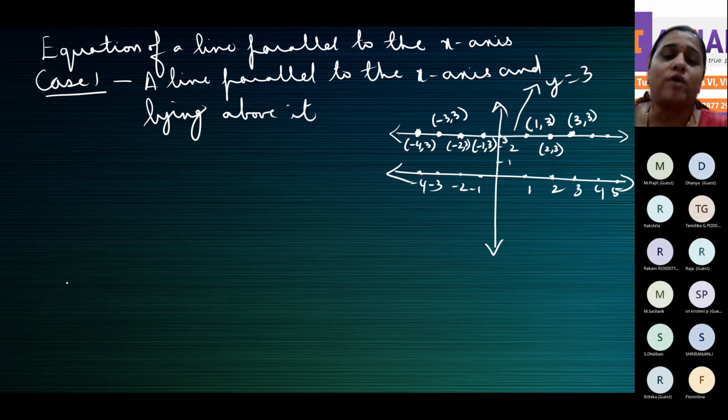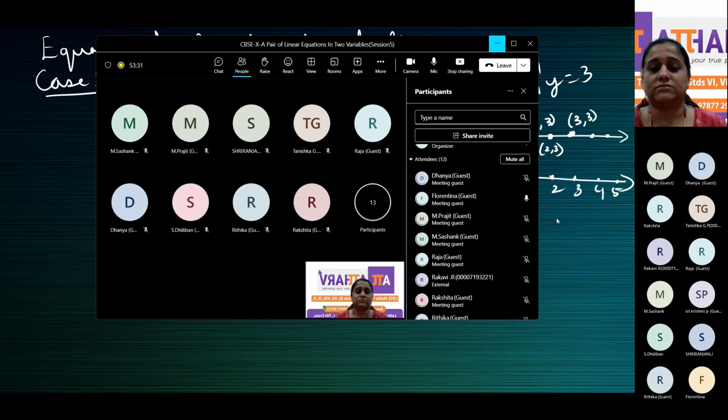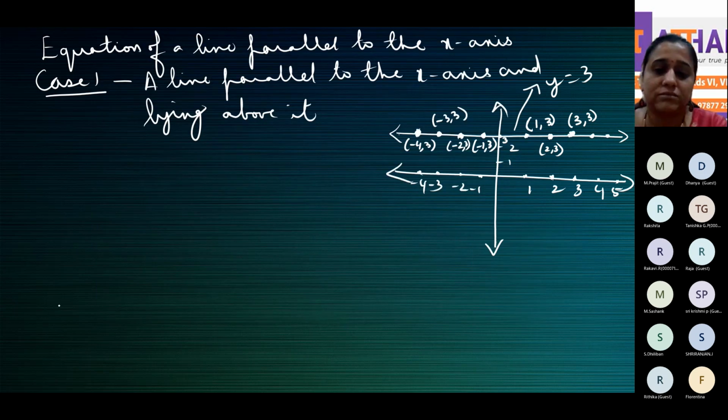Danya, standard form of a pair of linear equations in two variables x and y. Okay, Florentina, you want to answer? Yeah, tell me. AX plus BY. Two equations, a pair, not AX.